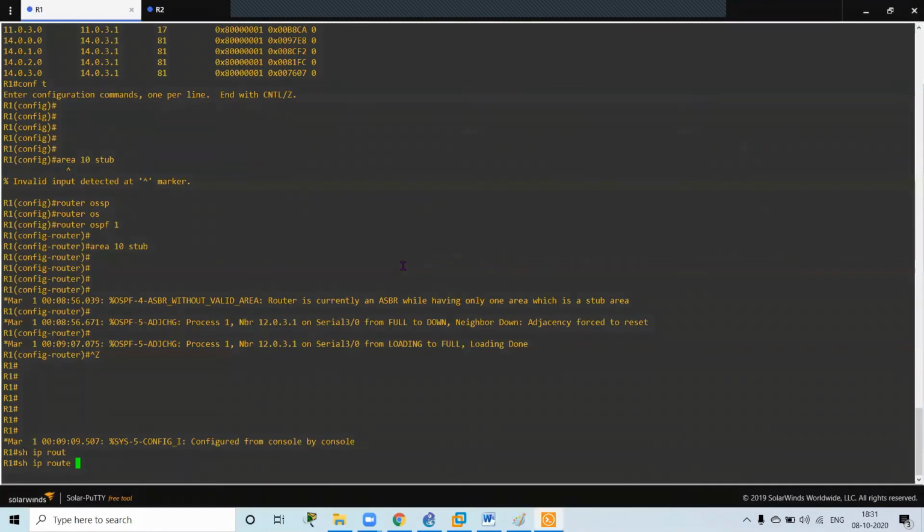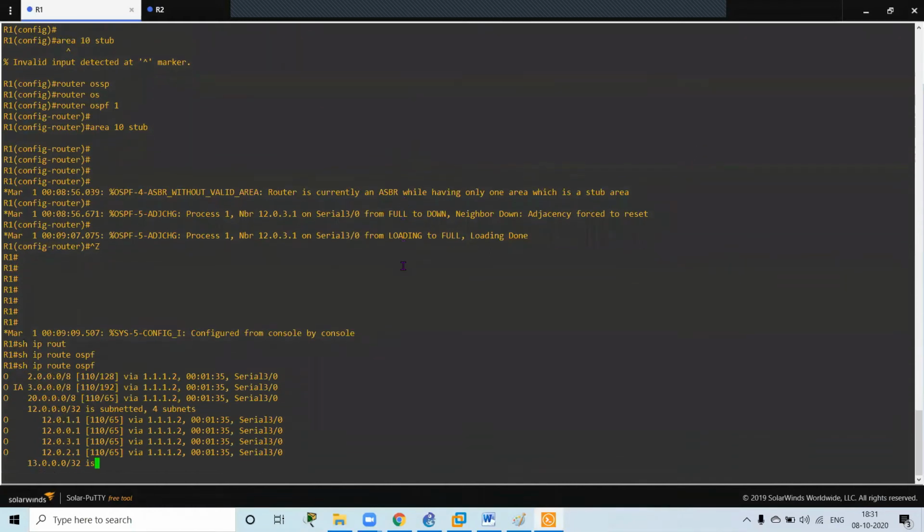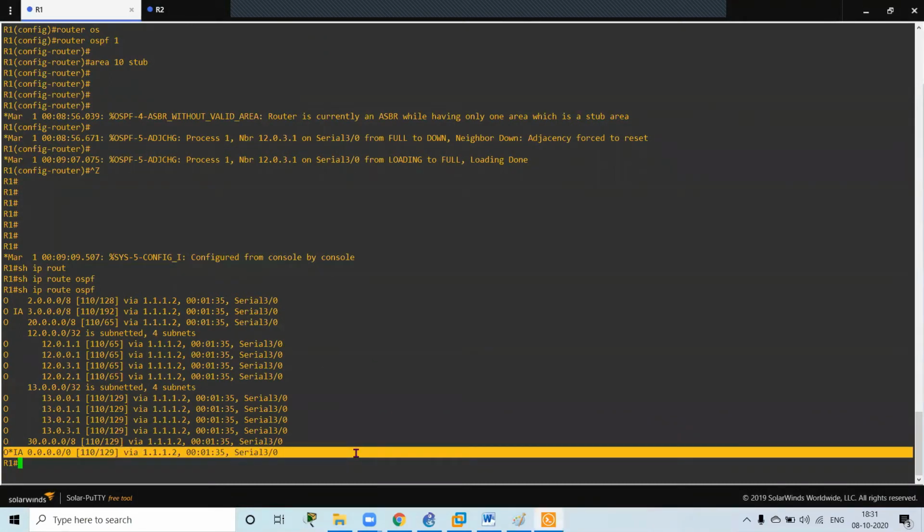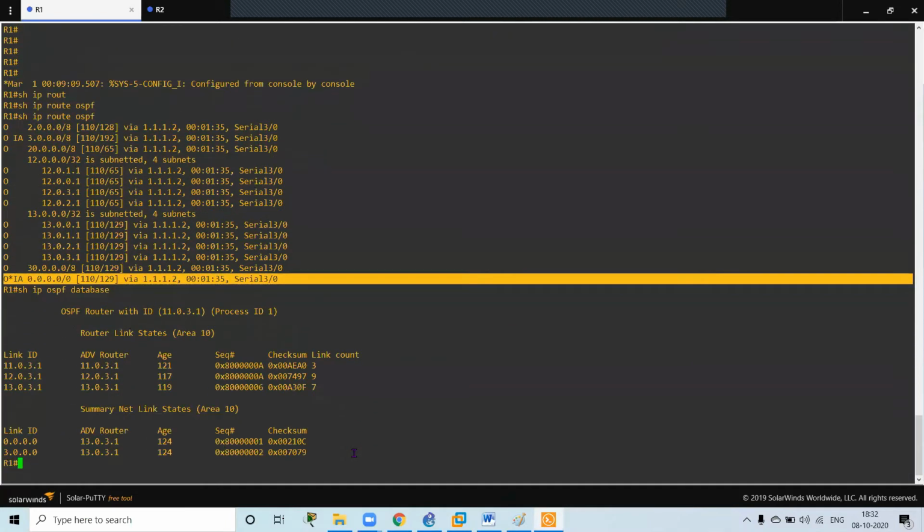Show IP route OSPF. You can see I am having O IA routes. The 14 dot network has been removed from here. If I see the show IP OSPF database, if I make any area as a stub area, the external routes, the LSA type 5, will be removed. You can see LSA type 5 has been removed.